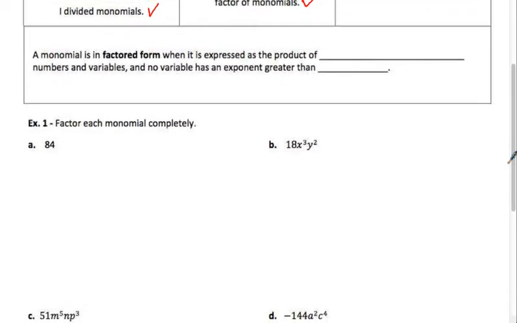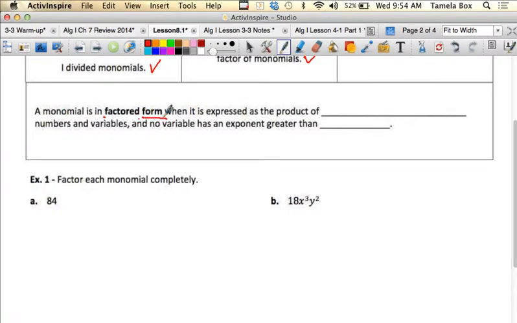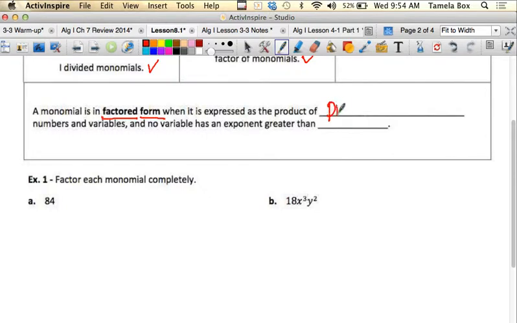A monomial is in factored form. Notice that is in bold for us. When it is expressed as the product of, and here's what we need to put in there, prime numbers and variables. Okay, so prime, hopefully we remember what that means. We'll talk about that again in a minute. And no variable has an exponent greater than 1.